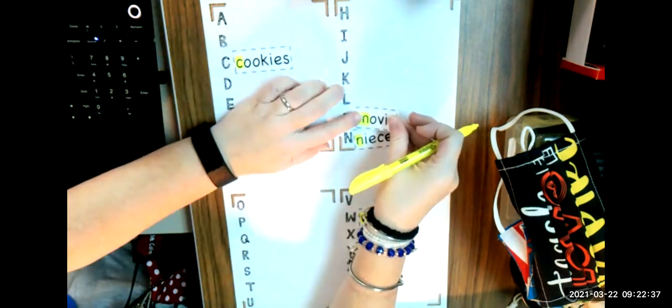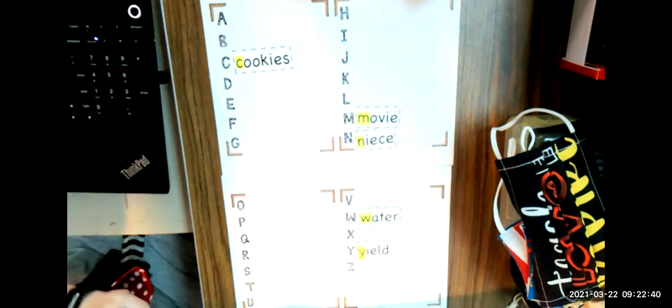Now I have the word niece. My first letter is N. It's going to go with the N's. Now I have the tricky word, water. It starts with what letter? W. It's going to go with the W's. And now I have the word movie. Movie starts with the letter M. So I'm going to put it right here with the M's right above the word niece.